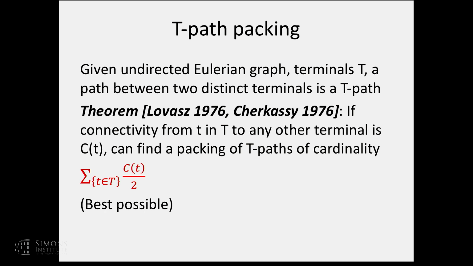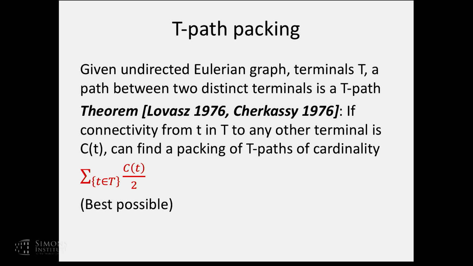If I gave you an Eulerian graph with some terminals T, call a T path a path between any two distinct terminals. It's the type we want: for a particular terminal I want to go from it to somebody else. That's a T path. Now, this theorem shows that if the min cut that isolates t from all the other terminals is at least c of t, then you can actually find a packing of these T paths of this cardinality.